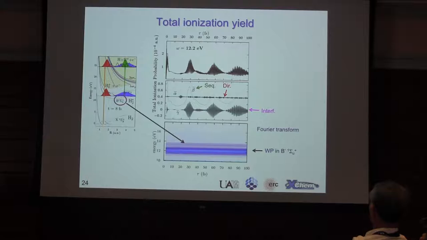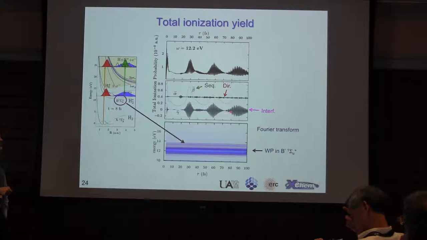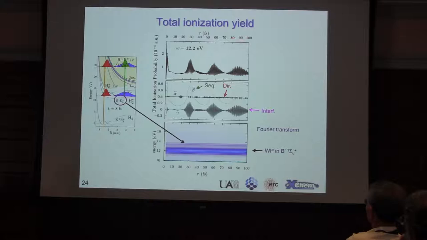Now, of course, this cannot be extracted from an experiment, but we know that the two beatings we see here, the one that takes longer comes from the sequential process, and the one that oscillates faster comes from interference between the direct and the sequential. So the first thing you would do is, let's take this and calculate the Fourier transform. When you do so, you see here some signal around 12 electron volts. Well, this is telling us that, as we know, we are exciting states that are at around 12 electron volts from the ground state. So it's telling us that indeed what we are populating is the Hopfield state.